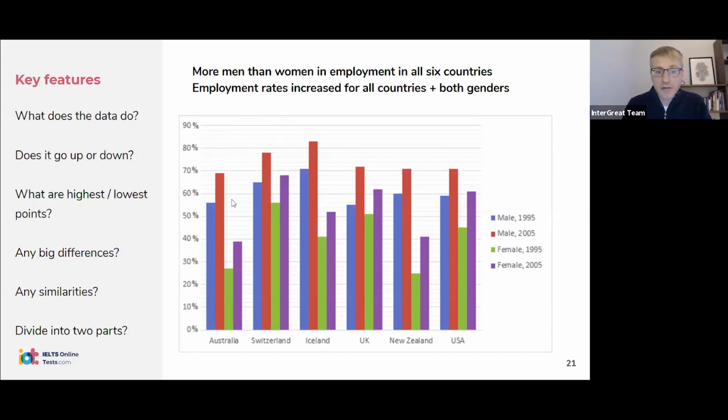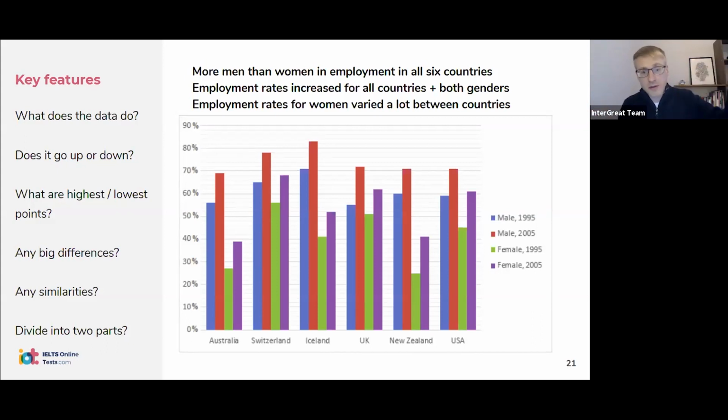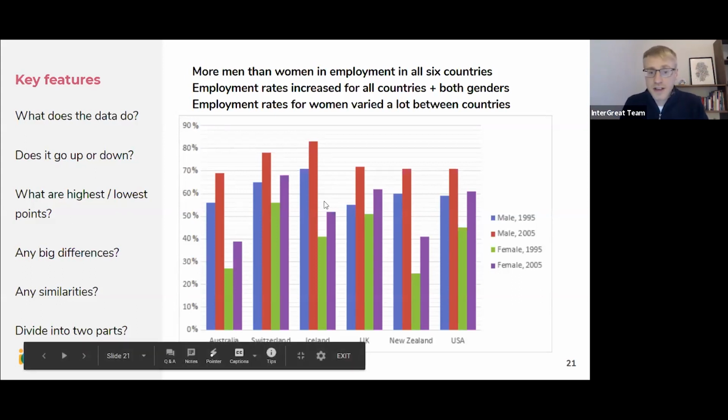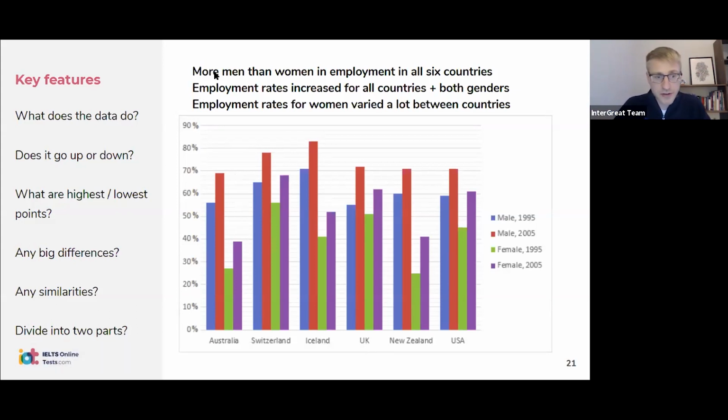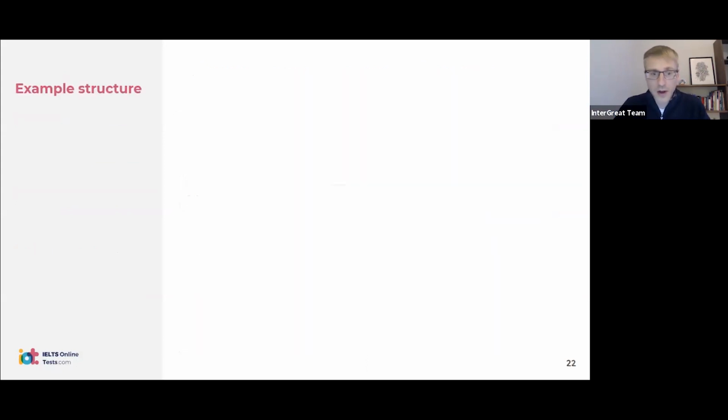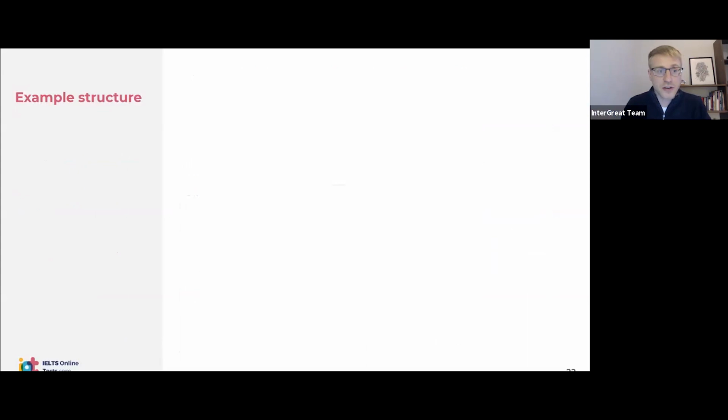And we also have one more as well, which is a bit more general. For women, the employment rate varied a lot, right, by different countries, whereas for men, the employment rate was more similar. Okay, so you can try to identify similarities and differences as well as changes. Good, exactly. So we've got our key points. We've looked at the graph. It's time to think about a structure that we can use.